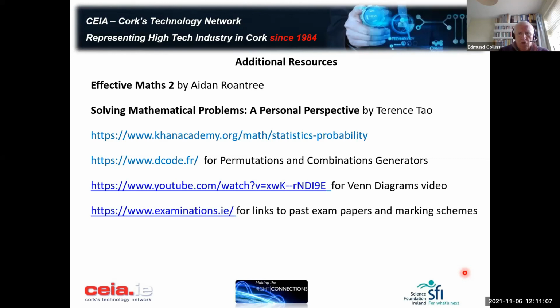If you're just a bit unsure about the Venn diagrams and the sets and so on, so set theory, there's a good reference there to a video on Venn diagrams. I found it quite good. And as always, please go to examinations.ie for links to past exam papers, marking schemes, and so on. So there'll be other examples of probability questions there that you can try. Please give it a try first before jumping into looking at the solution.